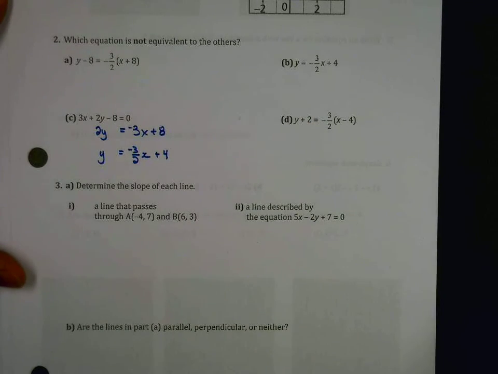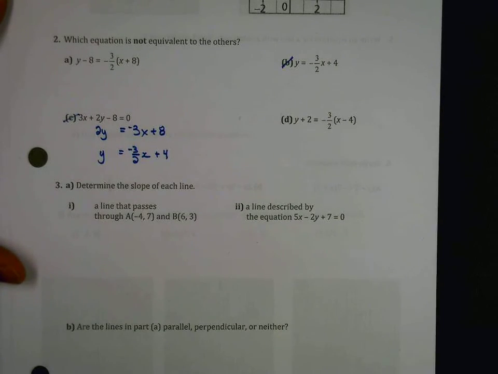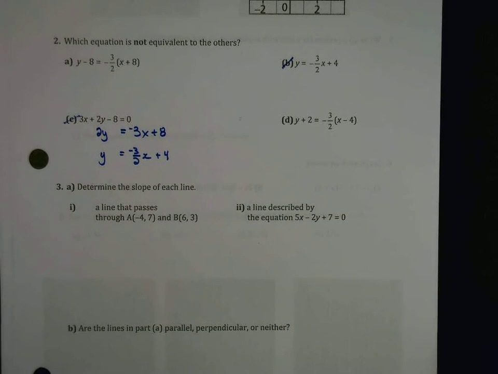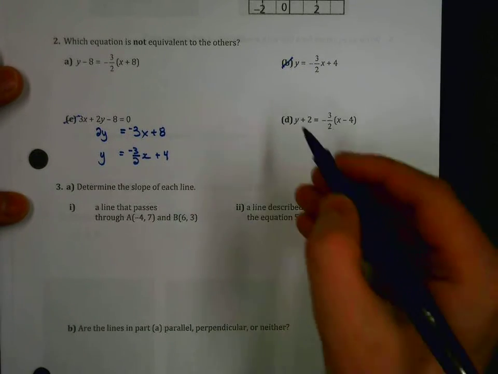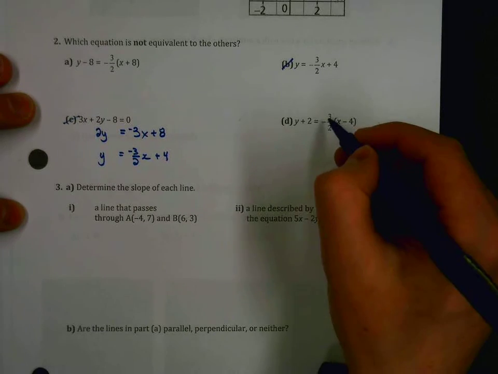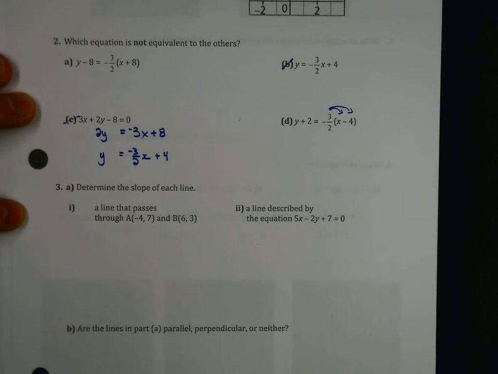Those actually are the same. So I feel like C and B are not going to be answers to the question, because they are not different from the others. For A and D, I'm starting with one of these to rearrange, and let's just start with letter D and see if it's different than these ones. So we'll distribute the negative 3 over 2 into the bracket so we can maybe find our y-intercept.